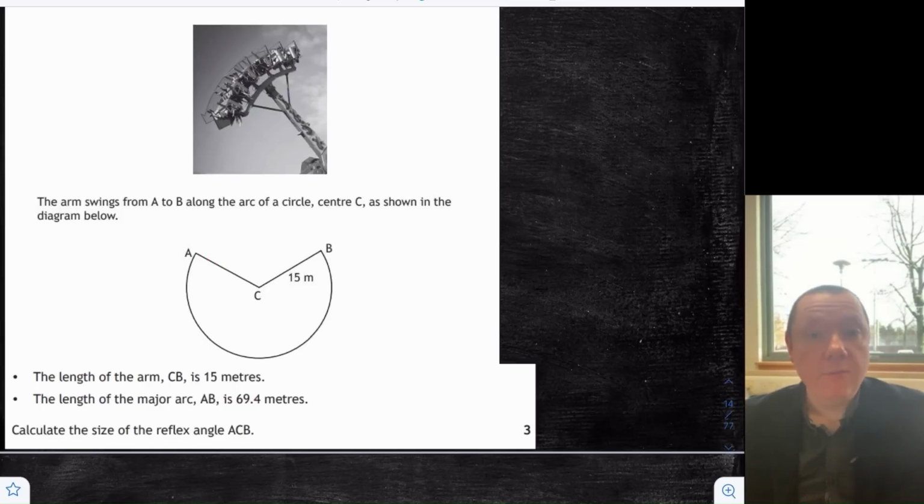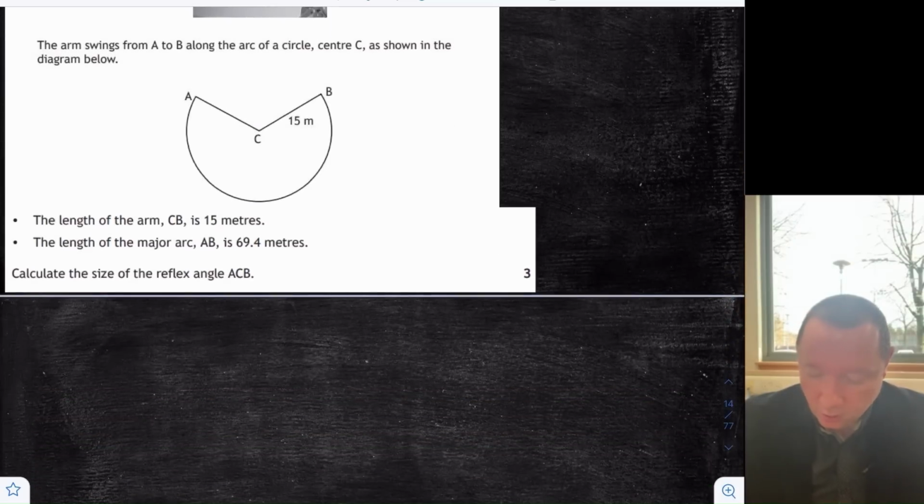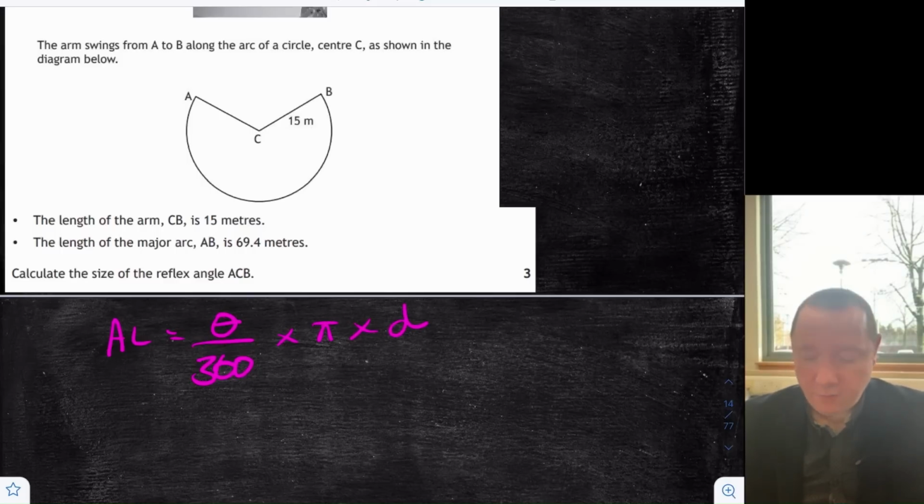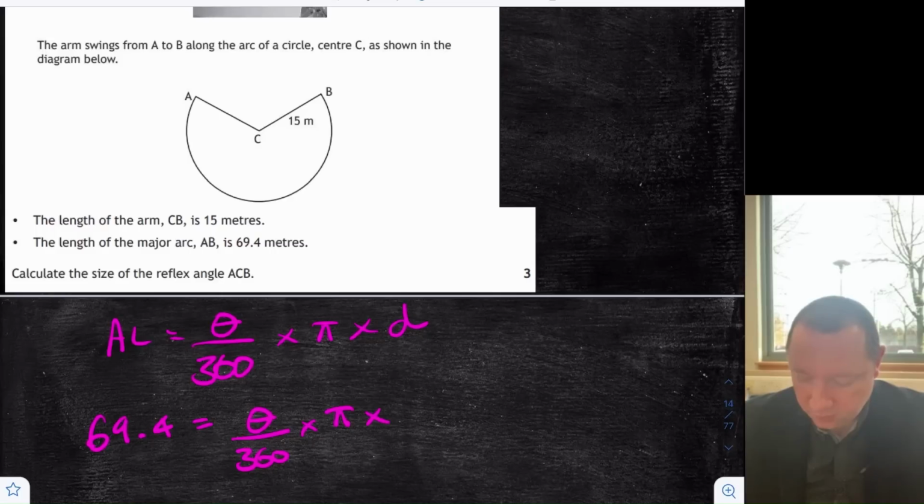So it's just arc length because it's length of arc. So I'll just write down what I know. Arc length equals angle over 360 times pi times diameter. Substitute everything in. So my arc length is 69.4. That equals my angle, which I don't know, over 360 times pi times 30, because 2 times 15 is 30. And you'll get a mark for substituting in.